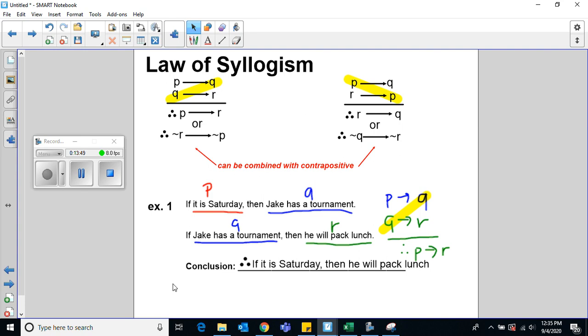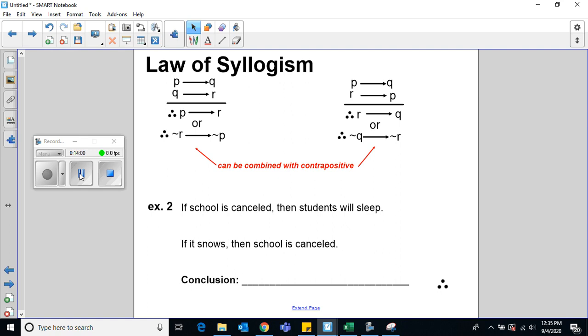And so therefore we diagrammed it. Diagramming your statements allows you to tell me exactly what the conclusion should say. Okay, so let's try another example. We have if school is canceled, then students will sleep. If it snows, then school is canceled. So let's start by diagramming.